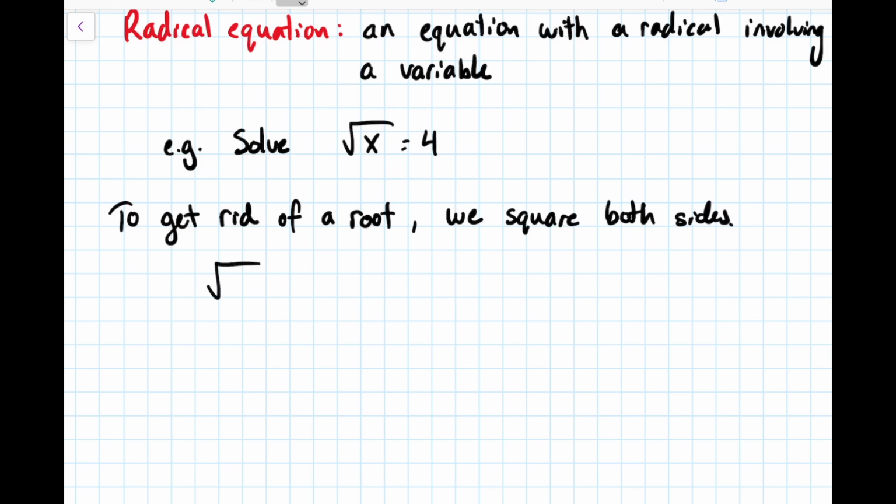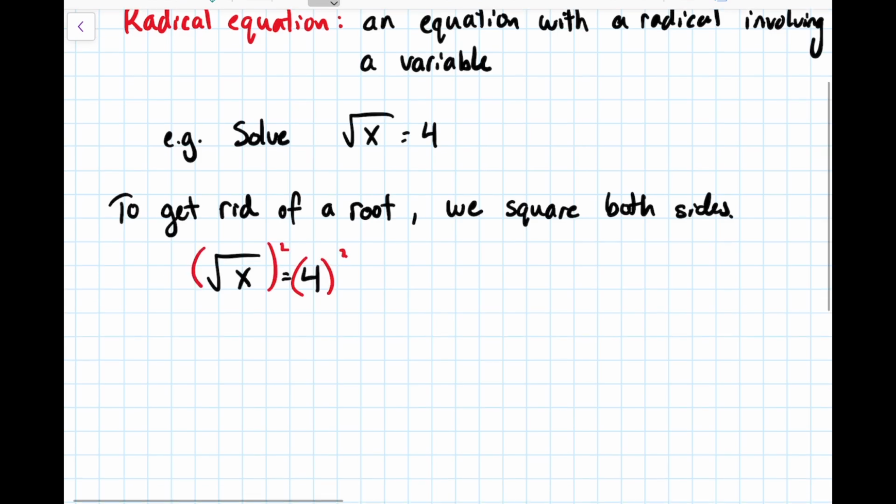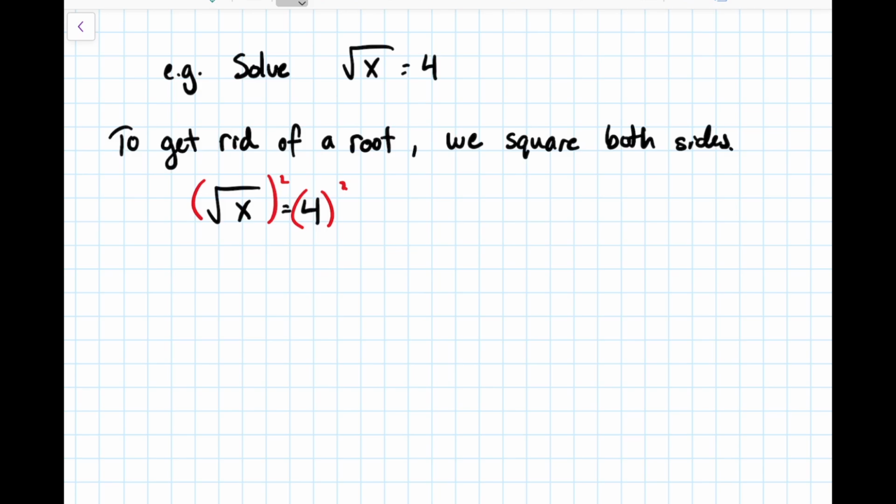So in our case, that means we've got, again, square root of x equals 4. We're going to square both sides of this equation. And so when we square a square root, we just end up with the variable again. And then when we square that 4, we're going to get 16. And there we go, we're done. x equals 16, which makes sense, right? The square root of 16 does equal 4.